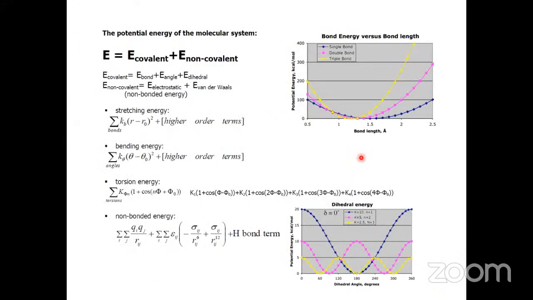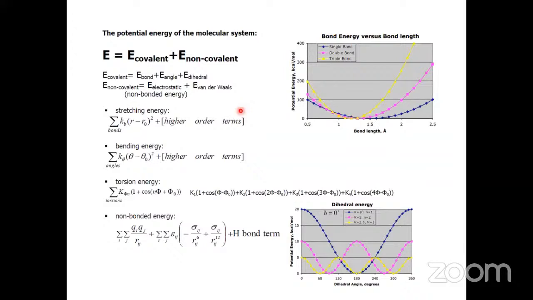The potential energy of the molecular system here is always equal to the summation of covalent energy and non-covalent energy. And I attempted to generate a diagram associated with a carbon-carbon system where carbon can form either a single bond, double bond, or triple bond. You can observe that they have a similar sort of minima, but their bond distances or bond energies are different.